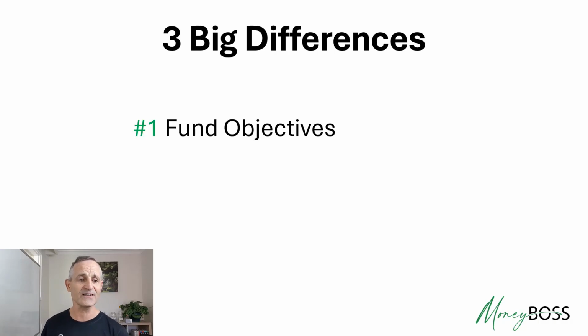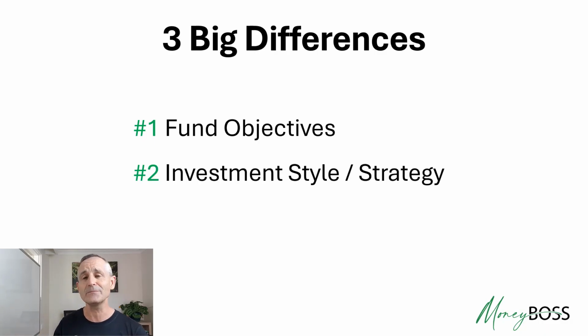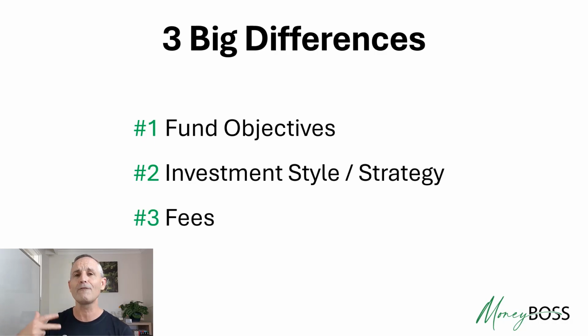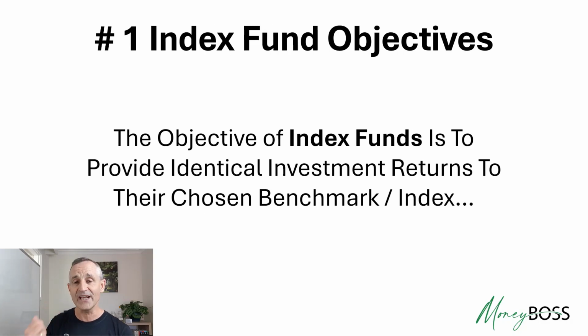And these differences are the fund objectives. So what are the funds trying to achieve? The second one is the investment style and strategy that each of the funds adopts. And then the third one is the fees that you pay on those funds. And we're going to go through each of these individually. So let's start with, well, what are the objectives of an index fund?